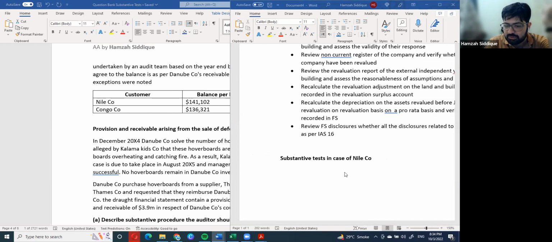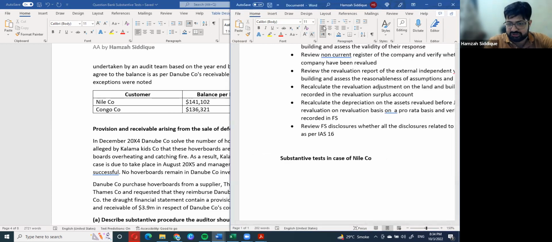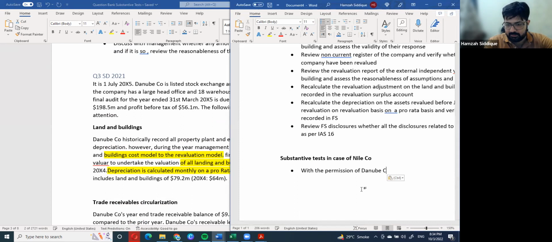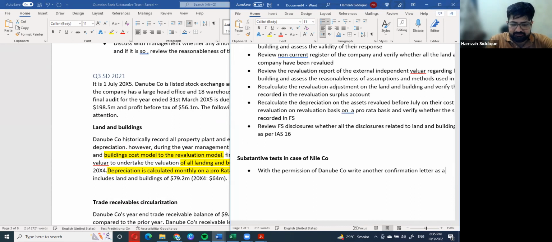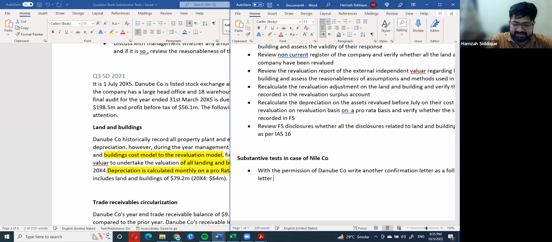Now. So Nile company, when Nile company did not respond, what should be done? So the first procedure, with the permission of, what is the name of the company? D company. The name is quite tough. Yes, this one. With the permission of them, write another letter, a confirmation letter, as a follow-up request, a follow-up of the first letter sent.